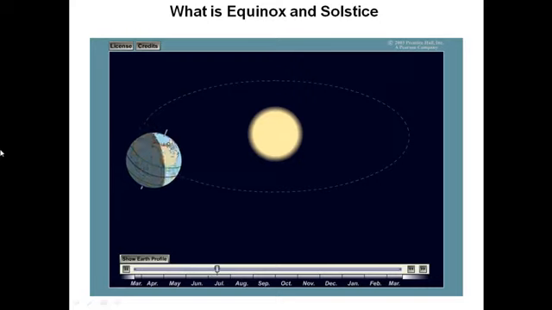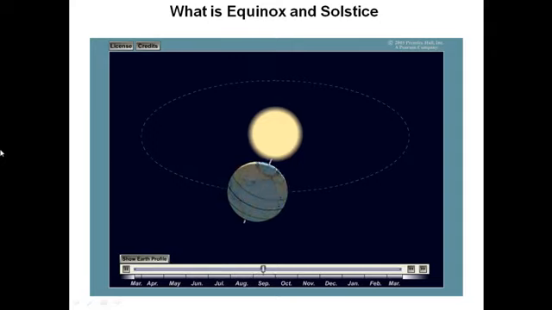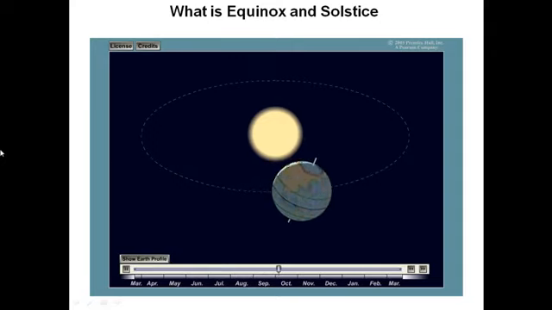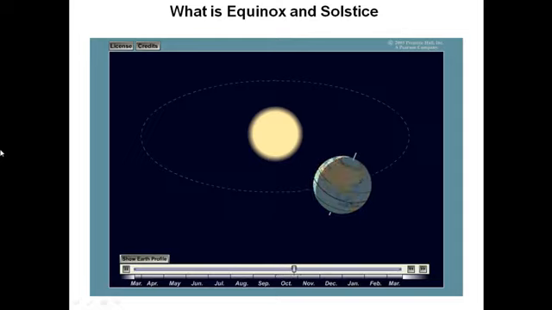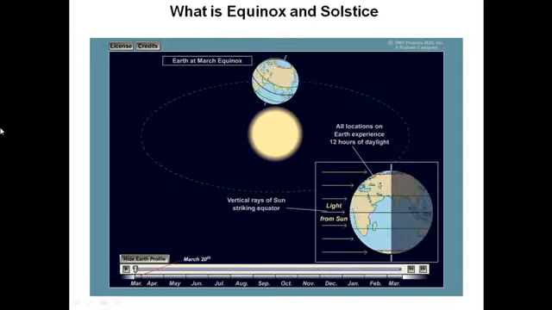The part facing toward the sun is illuminated. As you can observe, the part that is facing toward the sun is changing its position due to the rotation of the earth on its own axis. It completes one rotation in 24 hours. Earth at the March equinox, and the direct sunlight falls on equator. All locations on Earth will experience equal length of day and night, that is 12 hours of daylight.